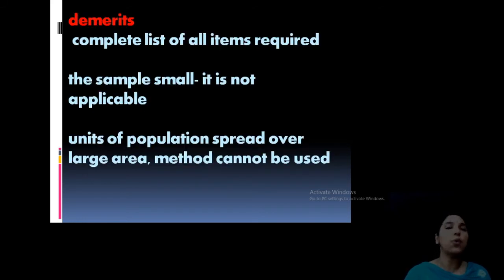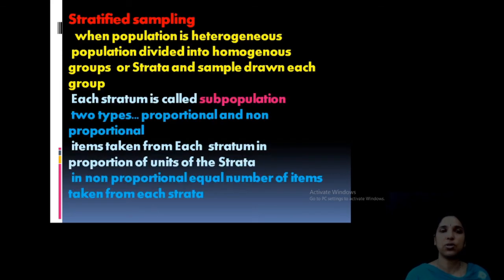Okay. Now let us move on to the demerits. A complete list of all items is required, and only then can you number it. Okay. And in the case of a small sample, it is not applicable. If it is only 10, it is actually not scientific. Okay. If the units of the population are spread over a large area, this method cannot be used. Those are the demerits. Okay.